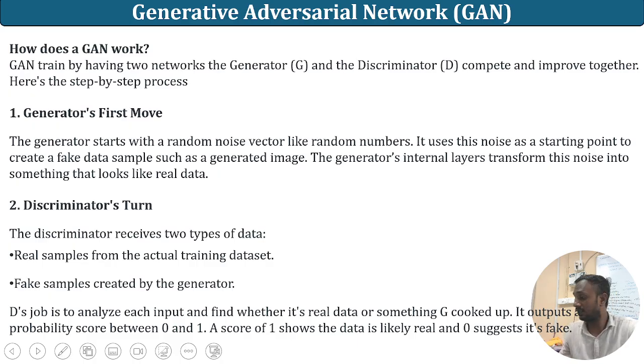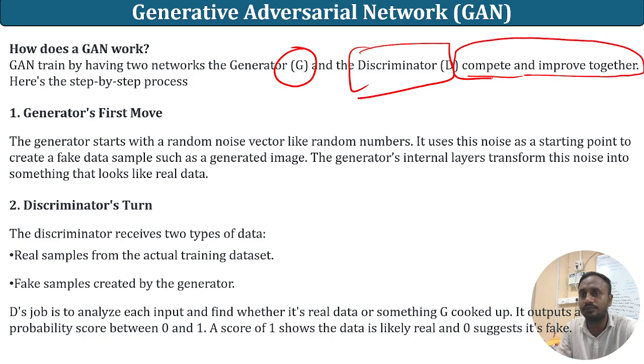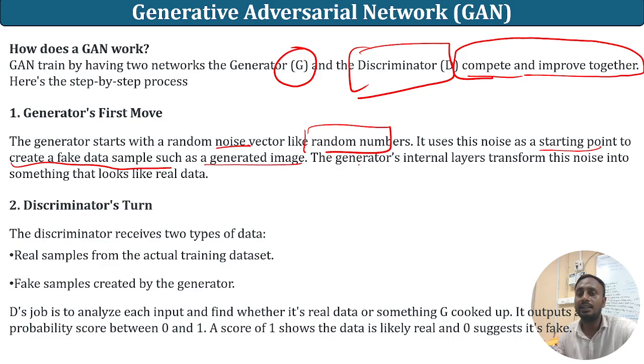So how does the GAN work? A GAN is trained by having two networks, the generator and the discriminator, compete and improve together. The generator makes the first move. The generator starts with random noise, like a vector of random numbers. It uses the noise as a starting point to create a fake data sample, such as a generated image. Then its internal layers transform this noise into something that looks like real data.